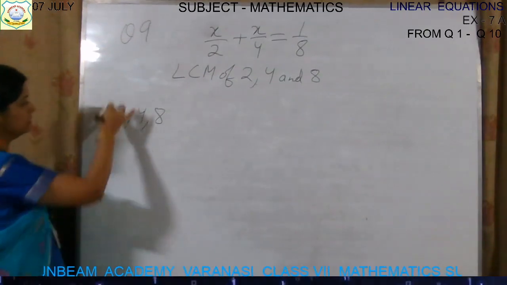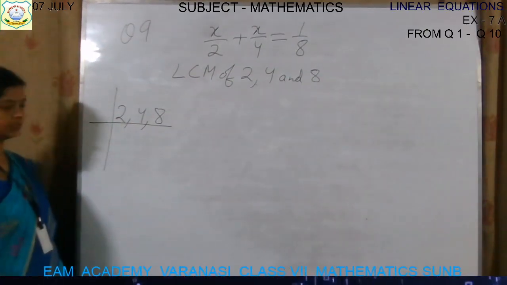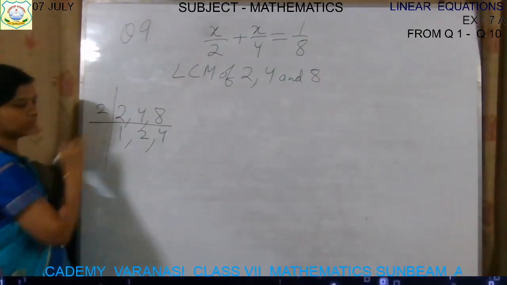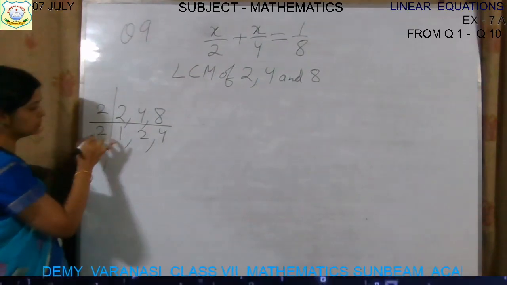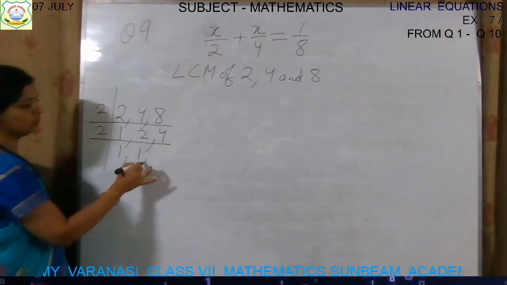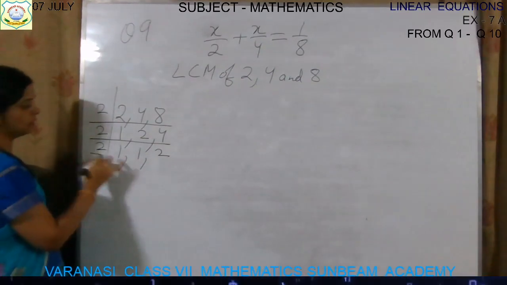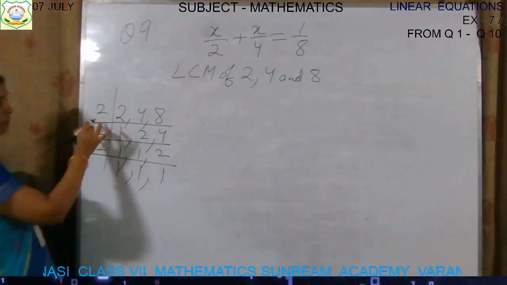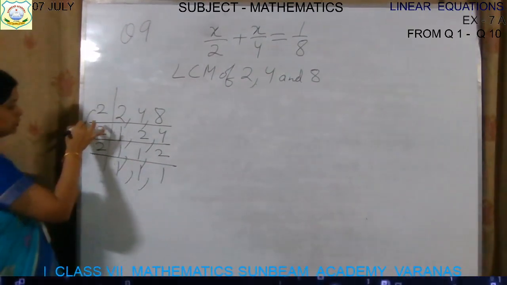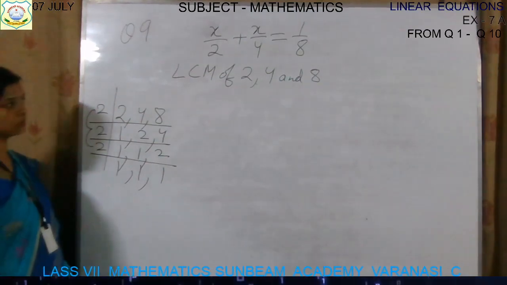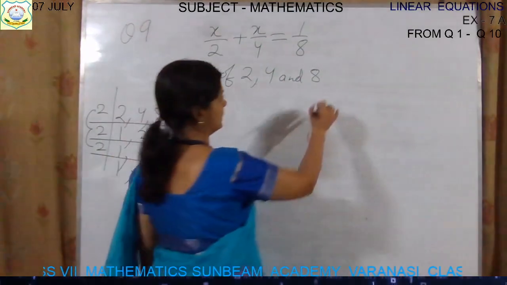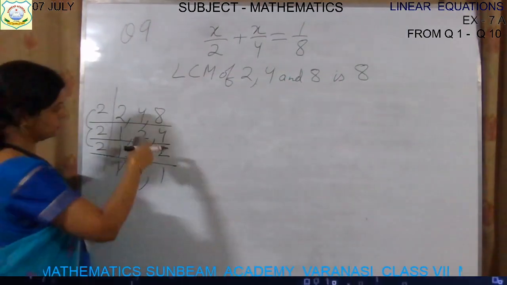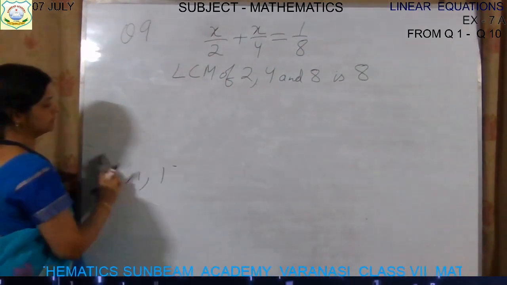You know very well that the answer is 8. But how will we solve it? How will you find the LCM of all the denominators? 2 ones are 2, 2 twos are 4 and 2 fours are 8. It can further be simplified by 2. 2 ones are 2, 2 twos are 4. Still, one more is left, so 2 ones are 2. So this is our LCM. Multiply these: 2 into 2 into 2. 2 twos are 4, 2 fours are 8. So the LCM of 2, 4 and 8 is 8. This is the way to find the LCM.